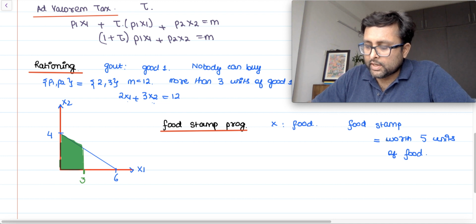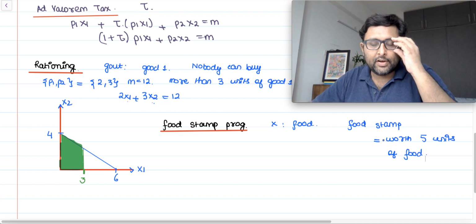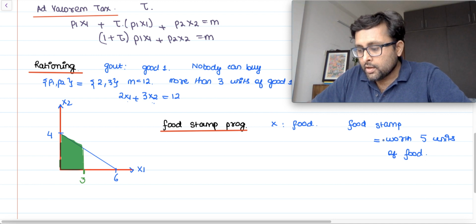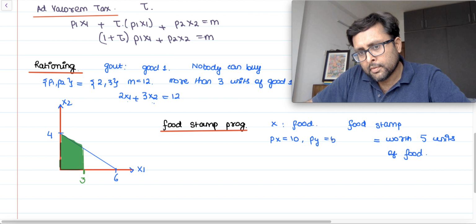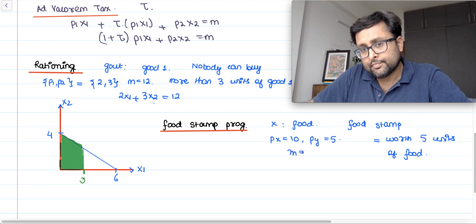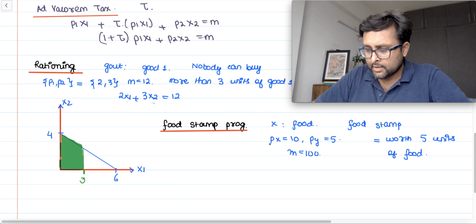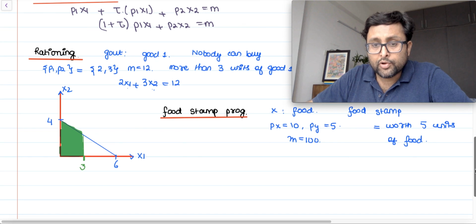Right, a food stamp is worth 5 units of food. So you just show this food stamp and you will get 5 units of food, right? Assume Px equals 10, Py equals 5, and income is 100. So draw the budget line. That's what they've asked you. Draw the budget line in this.